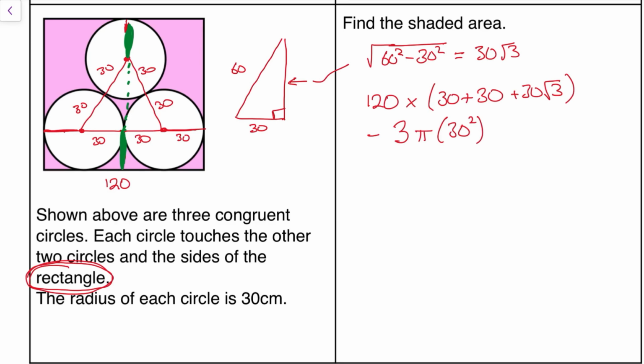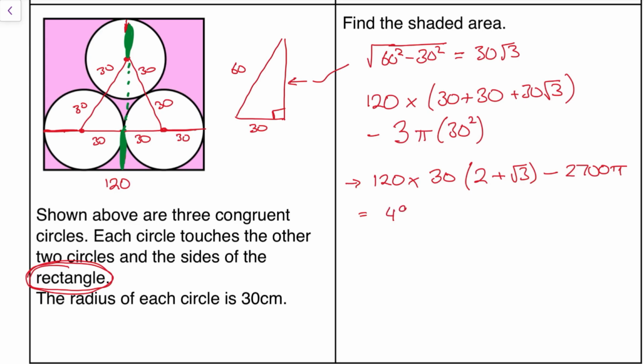Now let's write a line in between, and then we just put it all in our calculator. That's going to be the same as 120 times, well, I've got 60 plus 30 root 3, so I'm going to take out 30. So 30 times 2, because it's 60, plus root 3. I'm not saying that's much easier, but it just means a bit easier for me. Minus, now 30 squared times 3 is going to be 2700 pi. Right, calculator out very carefully.